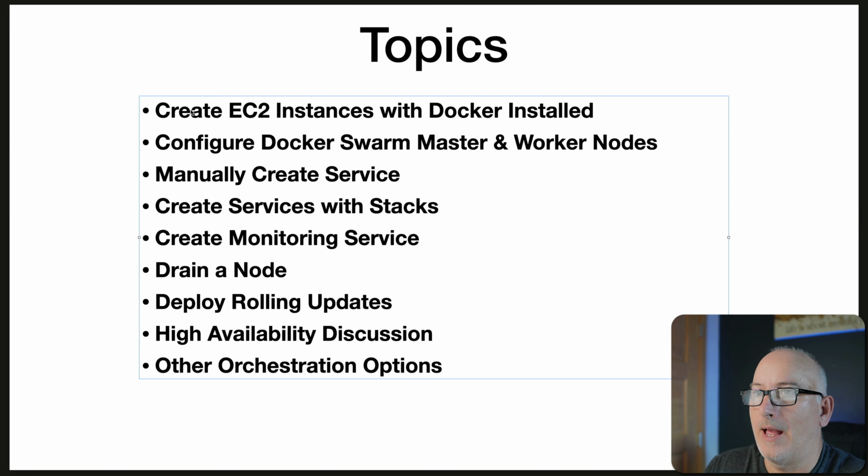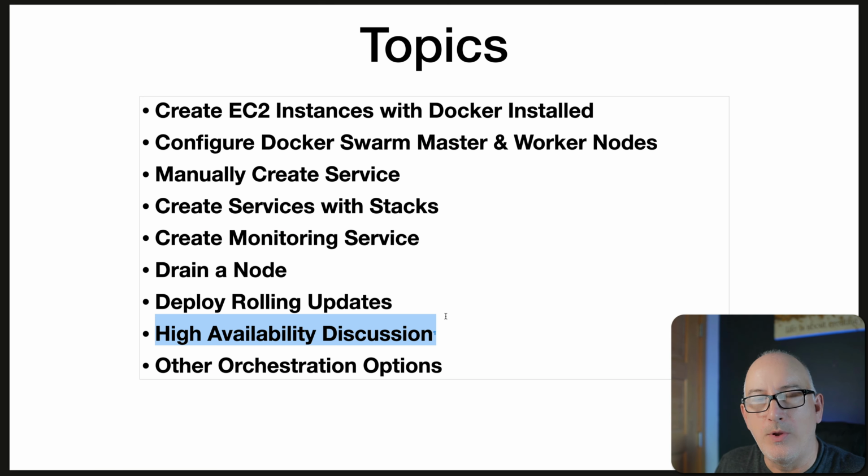If we go through the topics again from top to bottom, we created the instance, Docker Swarm master nodes, manually created the service, and created the service using stacks. We showed that there was a monitoring service that we could create, so we could visualize some of those nodes and where they're created. We talked about draining a node and deploying a rolling update. So let's talk briefly about high availability.